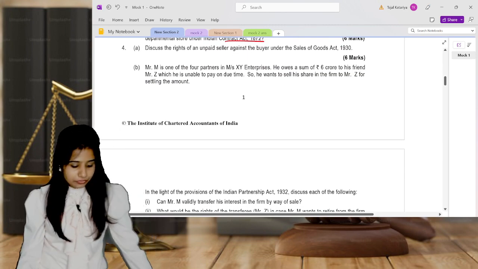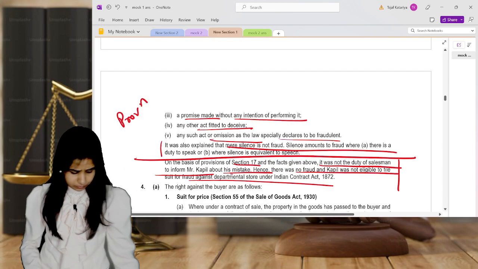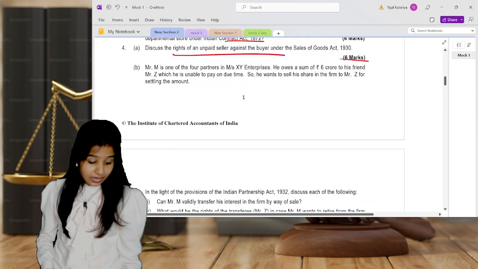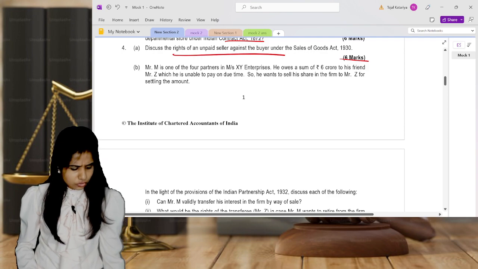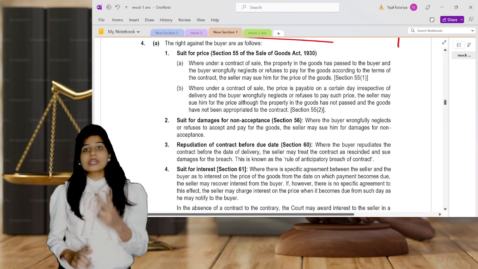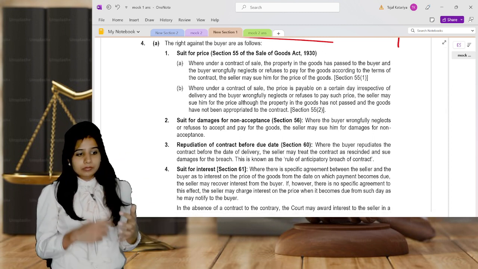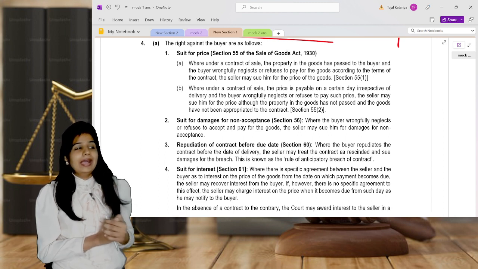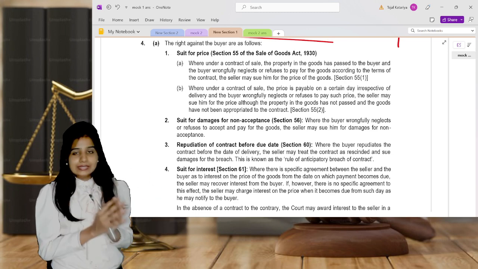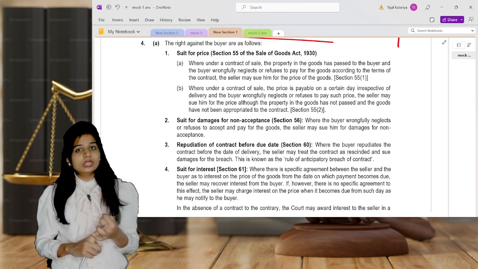We will discuss the rights of the unpaid seller. Straightforward question, rights of the unpaid seller for 6 marks. Discuss the rights of the unpaid seller against the buyer. So here, against the buyer. We have 2 types of rights. One is against the goods, against the property which is involved. Property in the Sale of Goods Act means the ownership basically. So whatever the asset is involved, against that you will have some rights, and against the person, the buyer, you will have some rights.